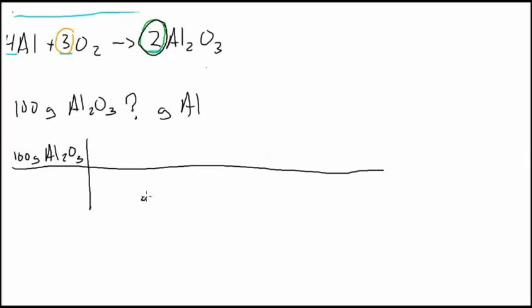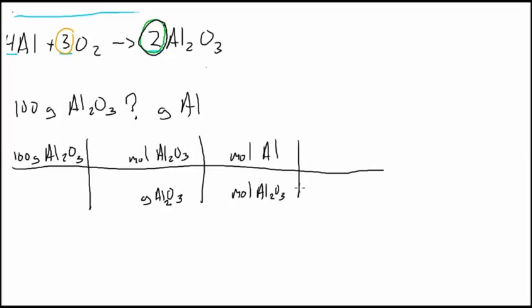So we're going to have to go from grams of aluminum oxide to moles of aluminum oxide. And we have to go to moles so that we can go from moles of aluminum oxide to moles of aluminum. But the problem doesn't stop there because it's asking us to find grams of aluminum. So we're going to go from moles of aluminum to grams of aluminum. So let's see what kind of conversion factors we need here.